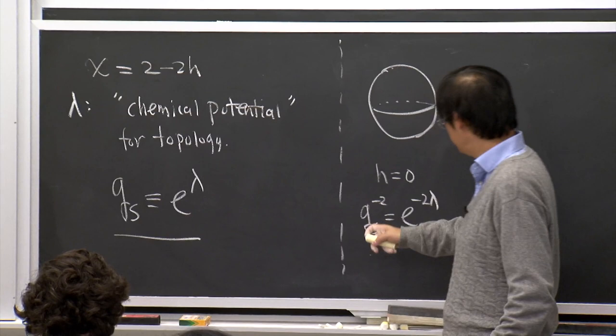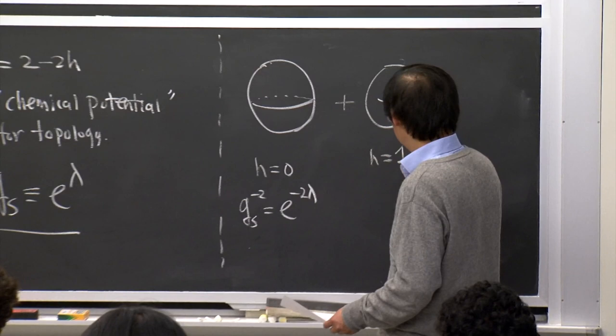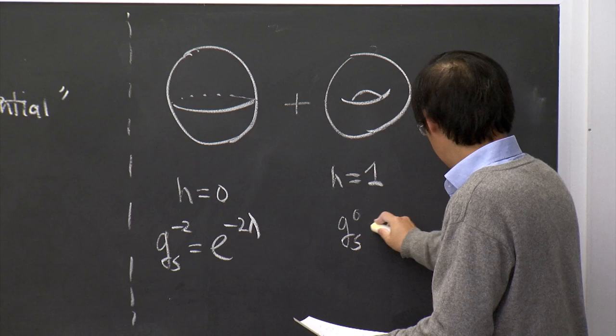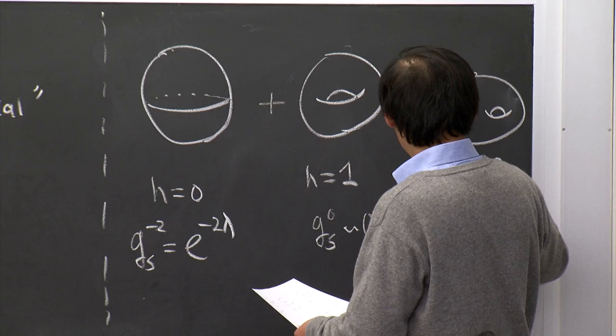And then the torus is h equal to 1. So this is just GS to the power 0. It's order 1. So if you have genus 2, so this would be h equal to 2, then it would be GS squared.